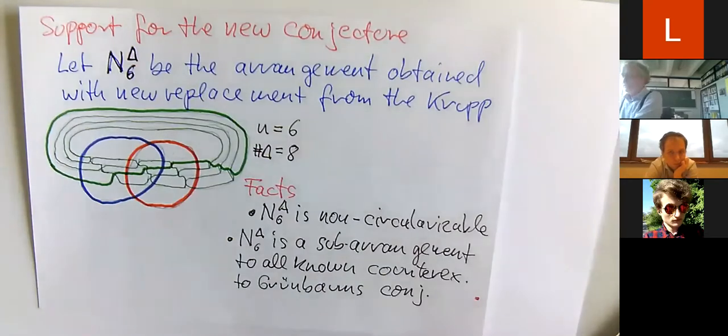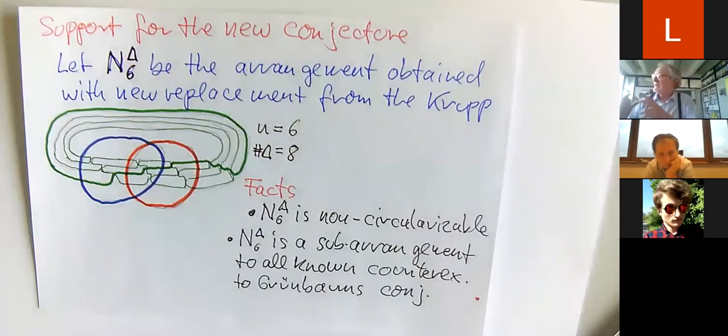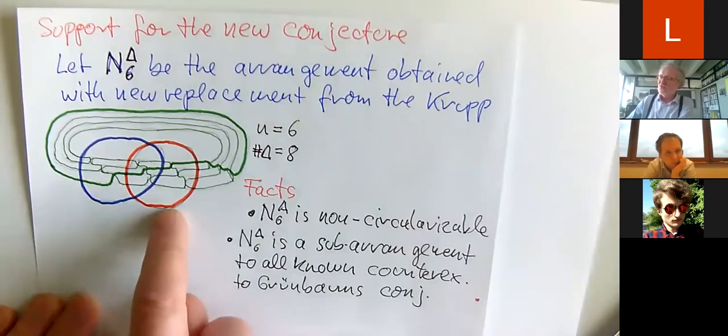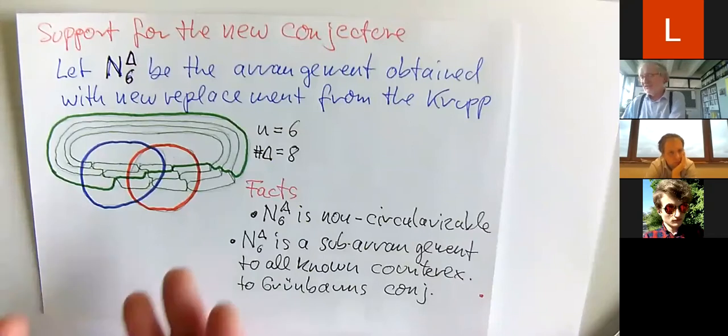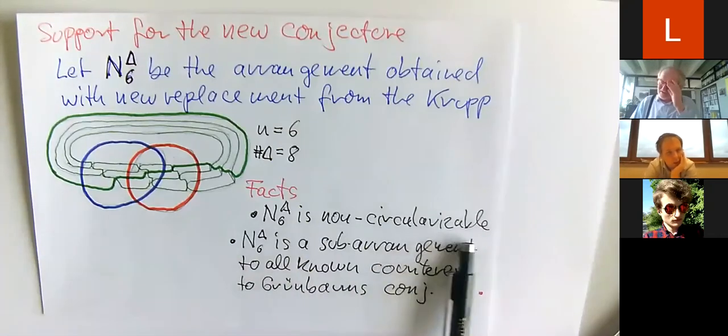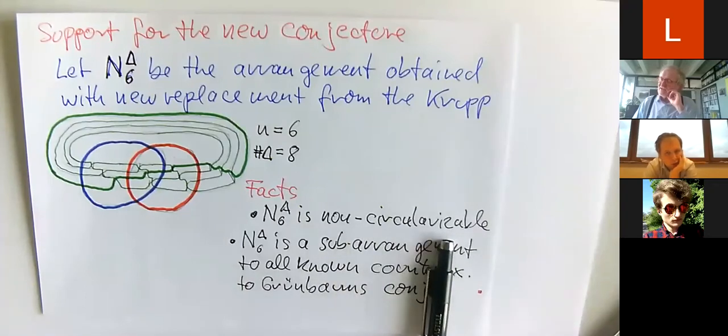And this object is non-circularizable. Whenever you have an arrangement and you do this replacement with a triple, the pseudo circle that you replace contributes to a group. If there is something like a blue and a red which together with the one that you replace form a group, then the resulting arrangement is already non-circularizable. And so the construction gives only non-circularizable things.